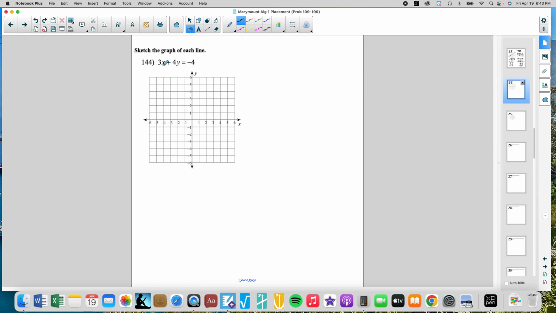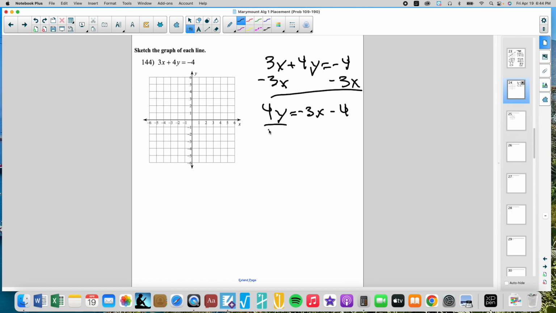Sketch a graph of the line. So this is in slope-intercept form. But that's not good. So if we cover up, notice we would get negative 4/3. Who wants to graph negative 4/3 on the x-axis? Not me. So we will take this and move it into slope-intercept form. Minus 3x, minus 3x. 4y equals negative 3x minus 4. Divide by 4, divide by 4, divide by 4. We get y equals negative 3/4 x minus 1.